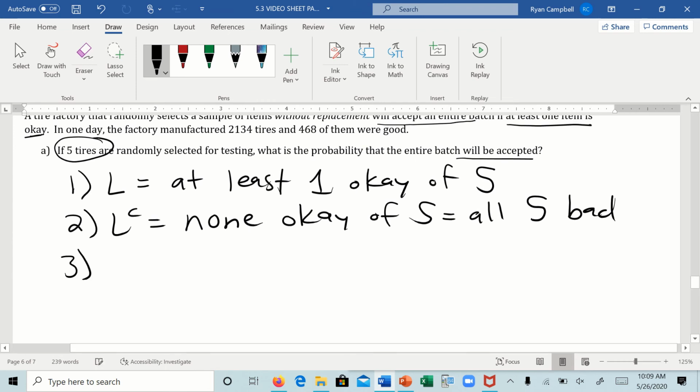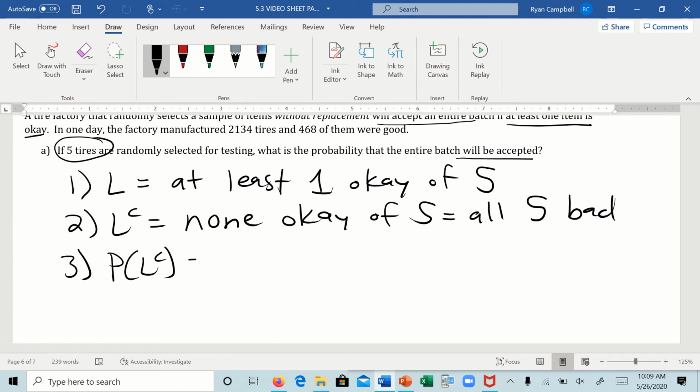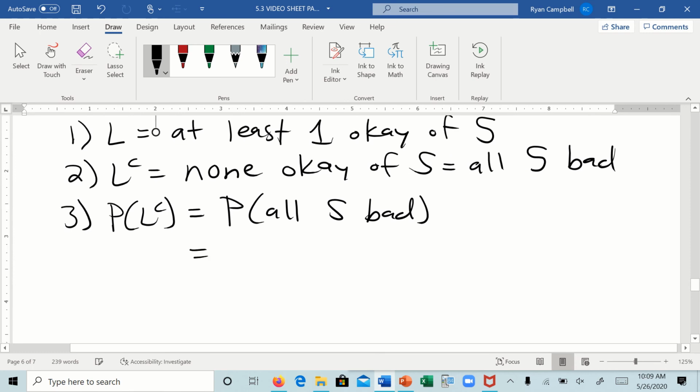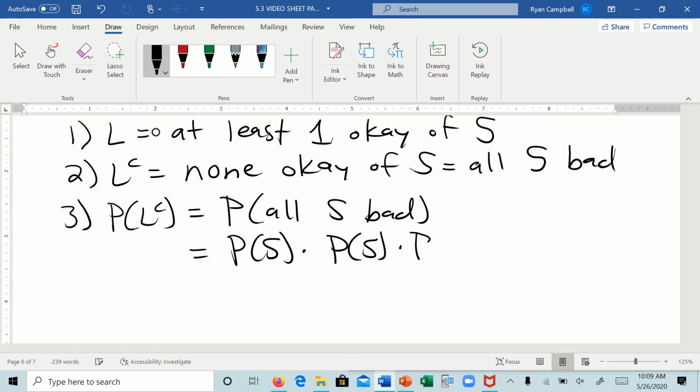All right. So now we got to find the probability of LC. So the probability that all 5 are bad. So that's more than one. So tell yourself the story. That means the first one was bad, the second one was bad, the third one was bad, the fourth one was bad, and the fifth one was bad. And there you see where our ands are, right? The first one's bad, and the second one's bad, and the third one probably should be a B instead of a 5. I don't know why I wrote a 5. My bad. Get it? Bad. My bad. Anyway.